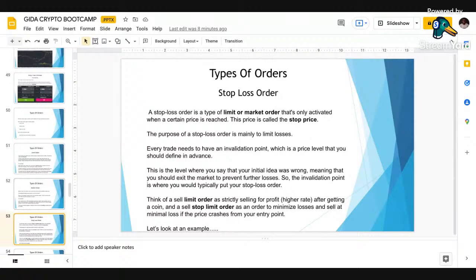Now, this one called stop loss order. Let's reason it this way. Say I buy a coin at $50. I buy this coin at $50. Now I want to sell this coin at $60 to make how much profit?